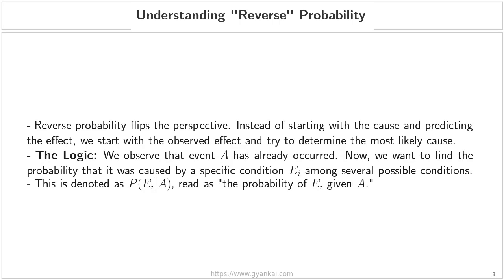Let's look at the underlying logic here. Imagine we observe that an event, let's call it event A, has already taken place. Our goal now is to calculate the probability that this event was triggered by a specific condition, which we will call E sub i, out of all the various possible conditions that could have caused it. In mathematical notation, we write this as the probability of E sub i given A, which you would read as the probability of E sub i given A.